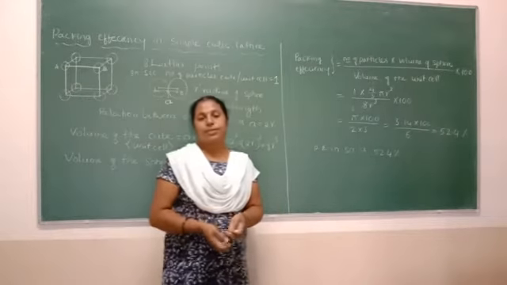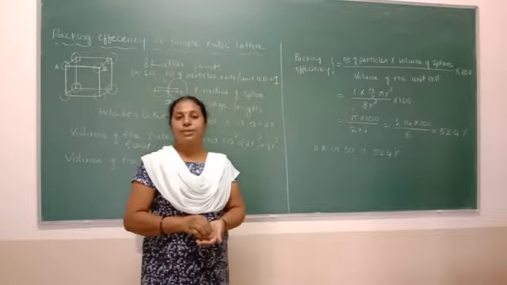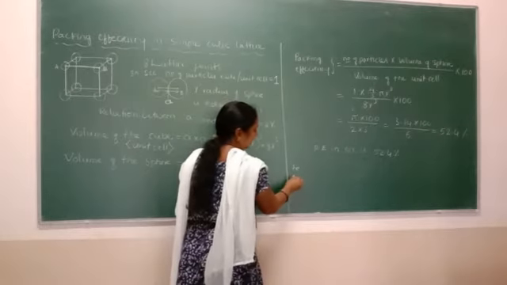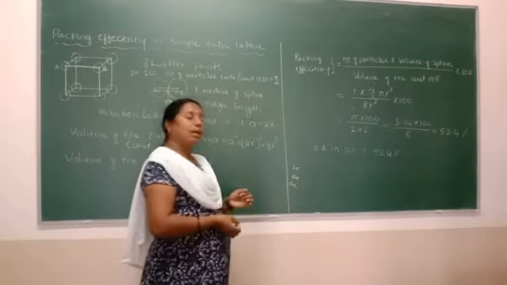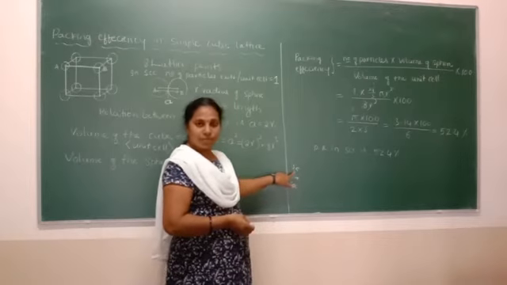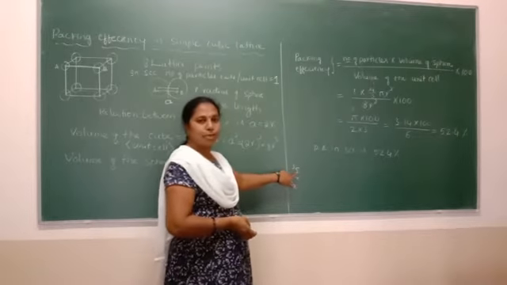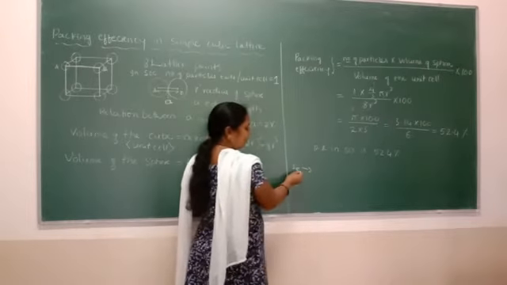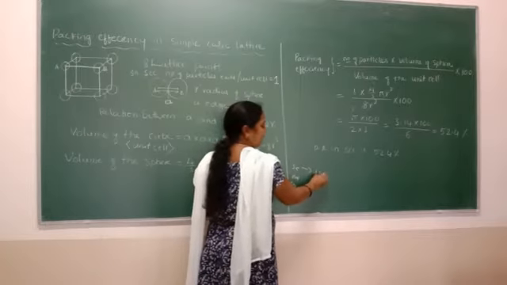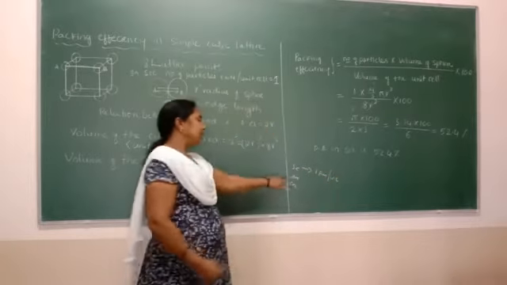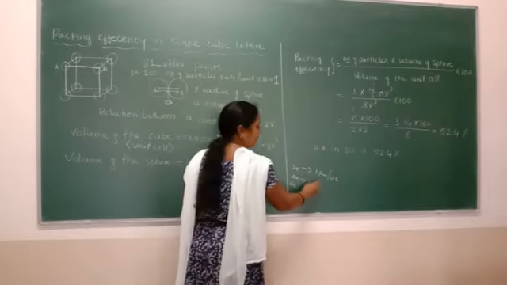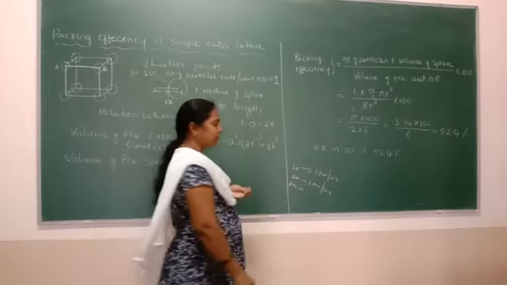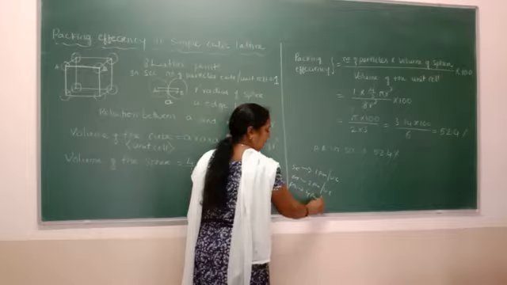Hi students. In the last class we studied the different types of unit cells, that is simple cubic, BCC and also FCC. We have already learned the calculation of the number of particles in simple cubic, BCC and FCC. How many particles are there in simple cubic? One particle exists per unit cell. In BCC, two particles exist per unit cell. In FCC, four particles exist per unit cell.